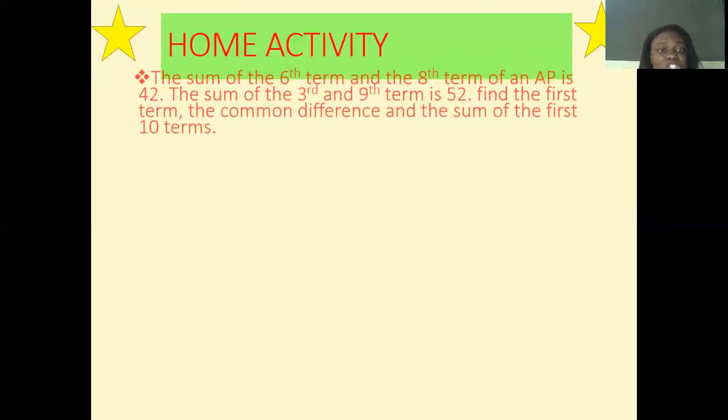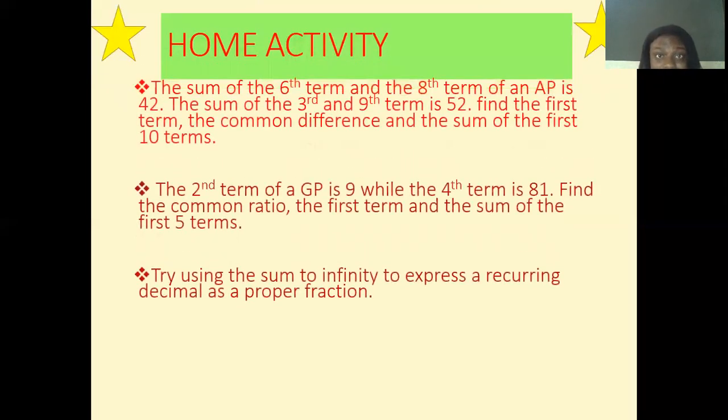In that light, I want you to practice some questions for me and give me some feedback in the comment section on whether you were able to get it or not. So try these 3 questions out. Number 3, especially, we have what we call recurring decimals, where you have 0.12 with a dot on 1 and 2, that is 0.121212121212. You can try to see if you can use the sum to infinity to express those as proper fractions. If you're able to, let me know in the comments section.